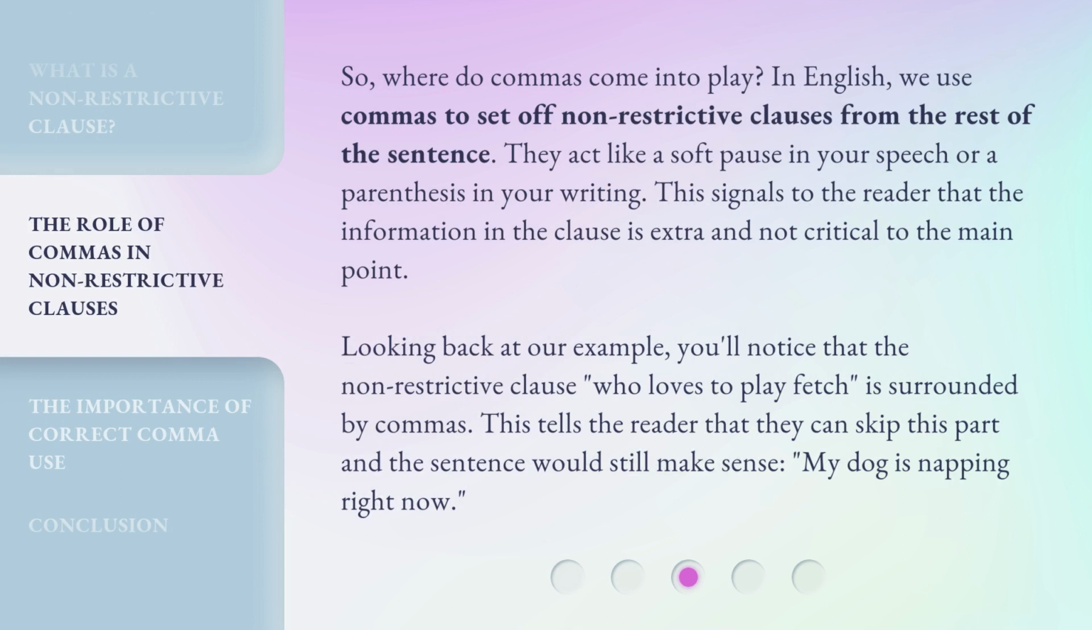So, where do commas come into play? In English, we use commas to set off non-restrictive clauses from the rest of the sentence. They act like a soft pause in your speech or a parenthesis in your writing. This signals to the reader that the information in the clause is extra and not critical to the main point. Looking back at our example, you'll notice that the non-restrictive clause, "who loves to play fetch," is surrounded by commas. This tells the reader that they can skip this part and the sentence would still make sense. My dog is napping right now.